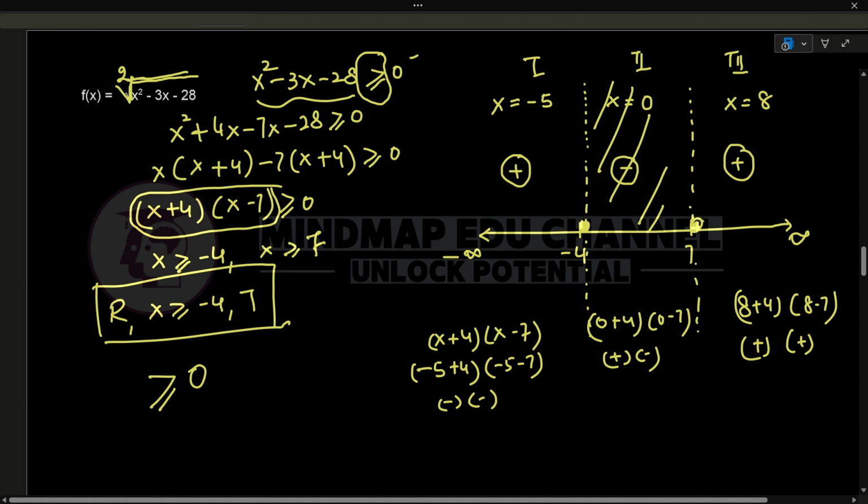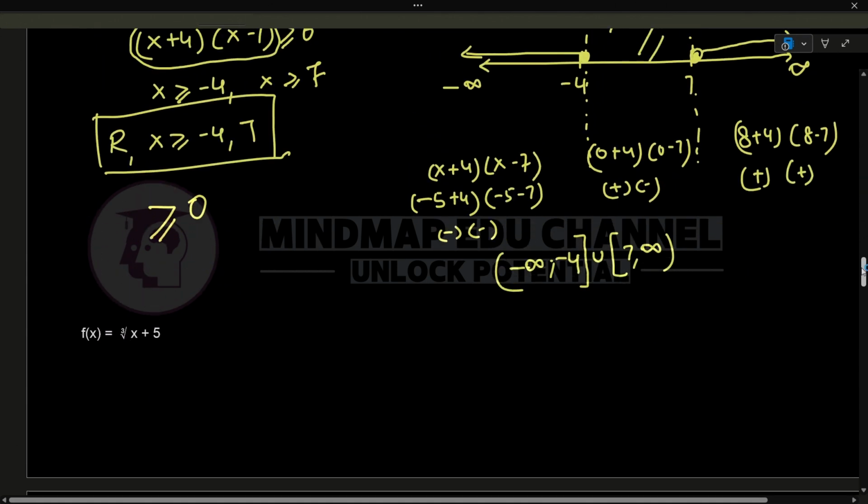So what is left now? This side and this side. So the domain in interval notation will be from minus infinity to -4, check the bracket, union, 7 to infinity. Check the brackets. Am I clear? Okay. Now you try this and tell the answer.